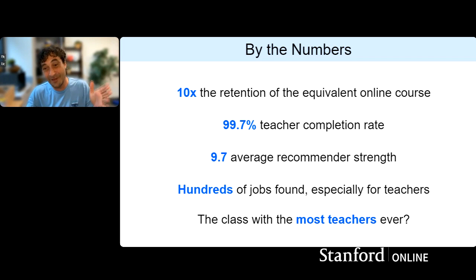1 being no, 10 being, yeah, I would definitely recommend it to a friend. And we've been getting an average recommender strength of 9.7. Especially for people who come as teachers, a lot of people have used Code in Place to continue their professional journey. And, at this point, we've had about 1,000 teachers each iteration.